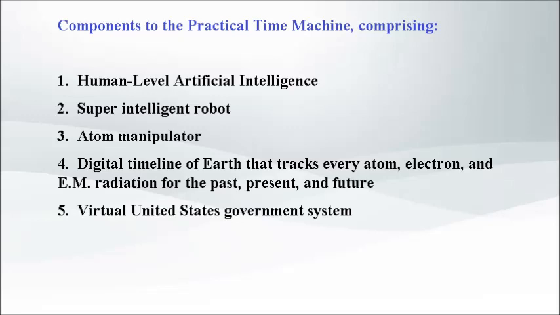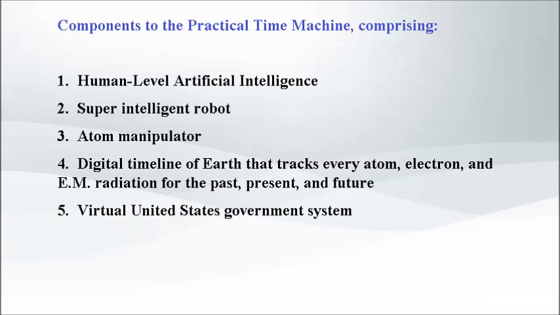There are primarily 5 components that make up my practical time machine. The reader should have a basic understanding of the invention in terms of components, data structure, and processes. Components to the practical time machine, comprising: 1. Human-level artificial intelligence. 2. Super-intelligent robot. 3. Atom manipulator. 4. Digital timeline of Earth that tracks every atom, electron, and EM radiation for the past, present, and future. 5. Virtual United States government system.